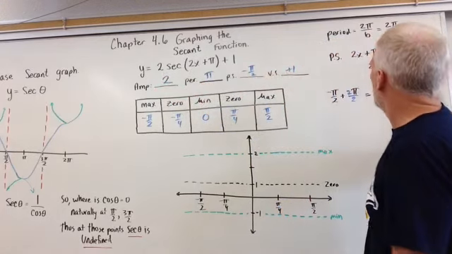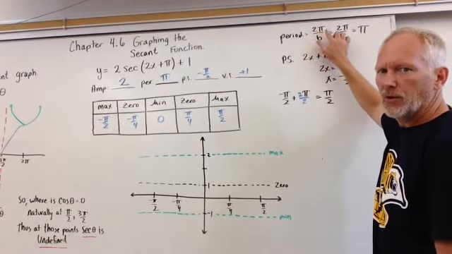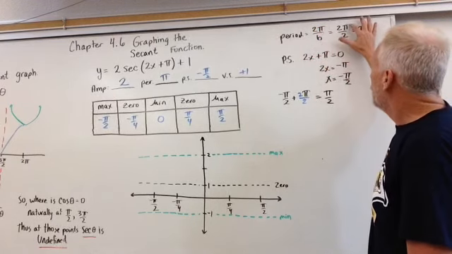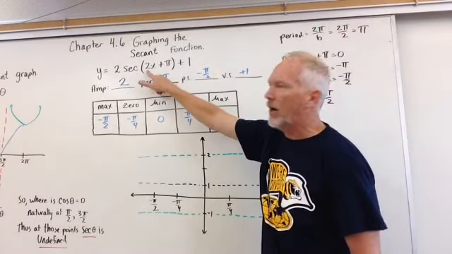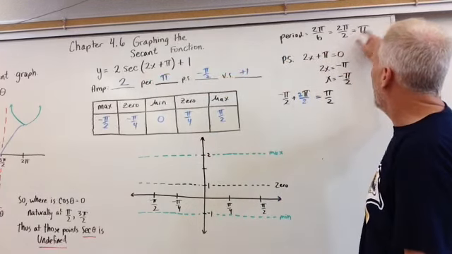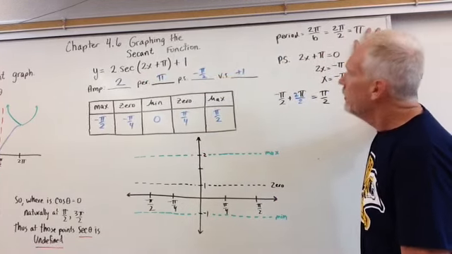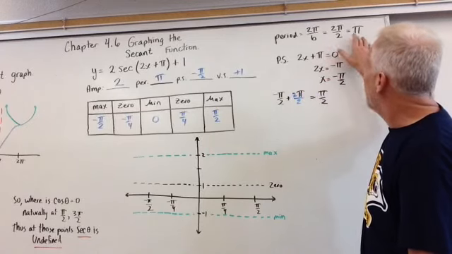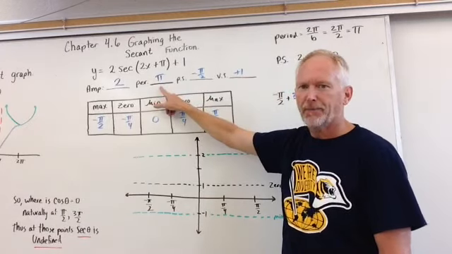Period. Well, how do we find the period? Period is equal to 2 pi over b. 2 pi over 2. Where do we get that 2? Right there, that's the 2, right in front of the x. Always b. Which is pi. So our period is pi.